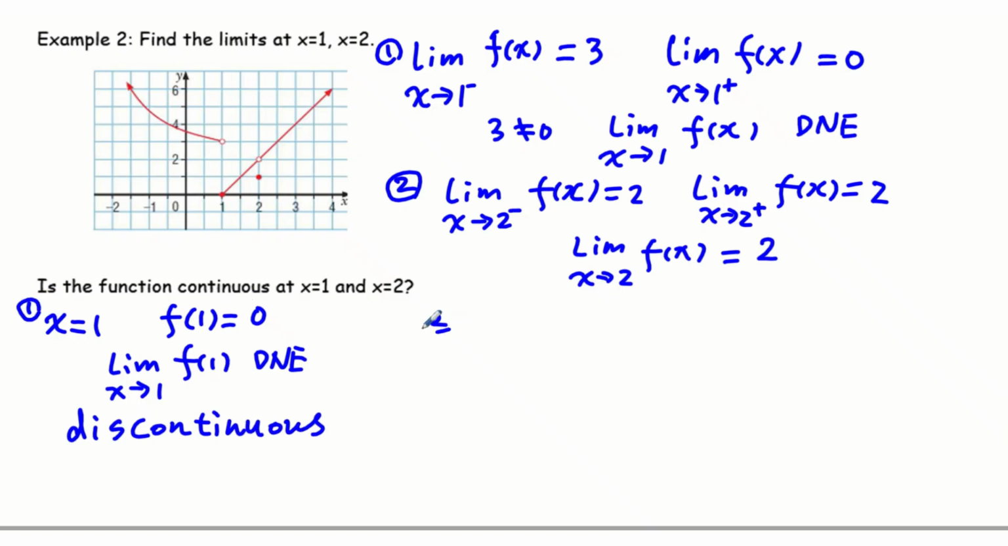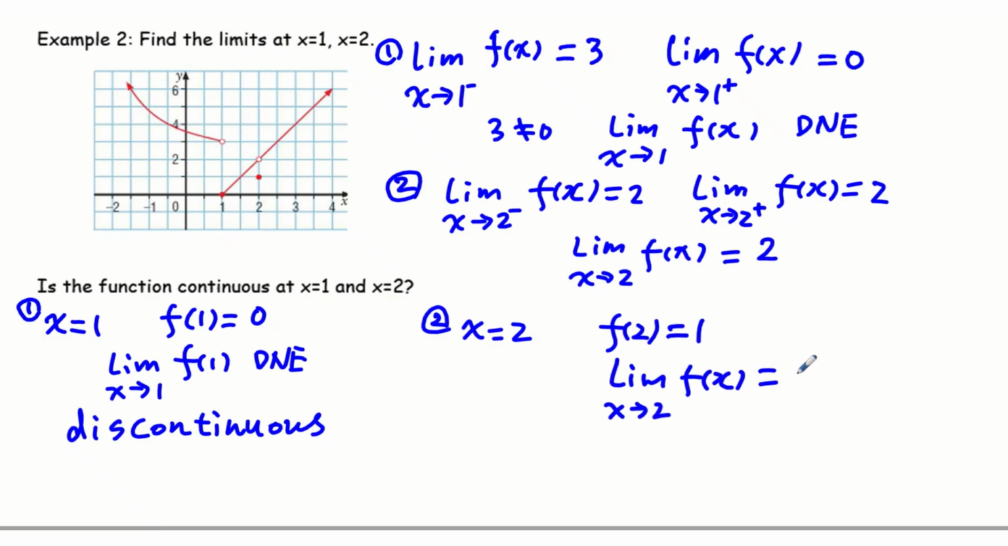And for x equals 2, we are going to see step 1, f at 2 is defined, the solid dot equals 1. And step 2, the limit exists and equals 2. And step 3, these two numbers need to be equal in order to be continuous. So these two numbers are not the same, so this function is discontinuous at x equals 2.